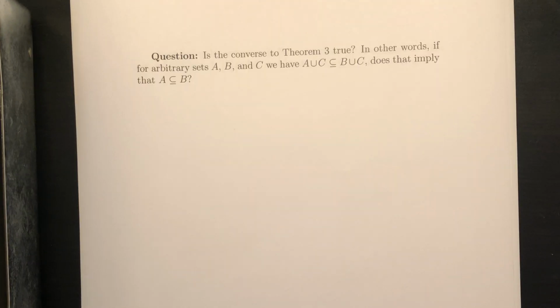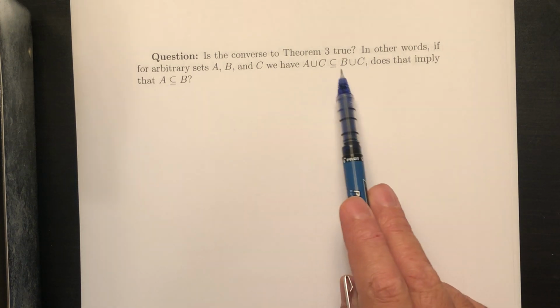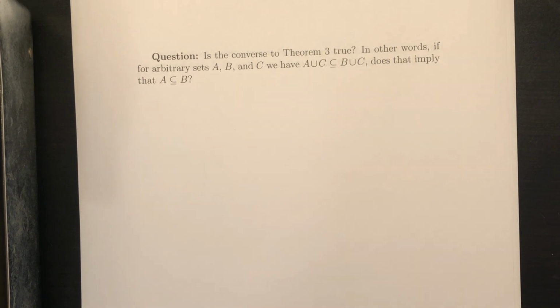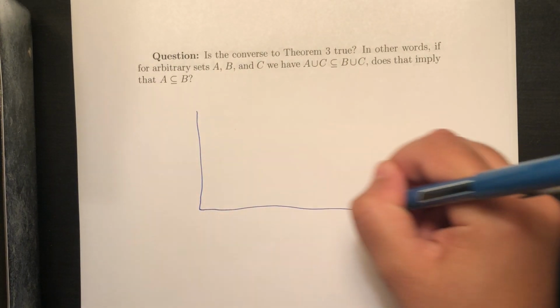So we left the last video on something of a cliffhanger. Is the converse to theorem 3 true? Is it necessarily the case that if, for arbitrary sets A, B, and C, we know that A union C is a subset of B union C, we can conclude that A is a subset of B? We could try to draw a picture here.